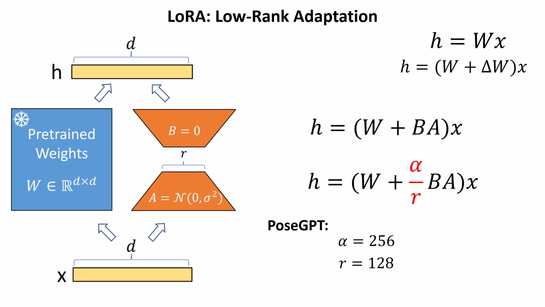So for this PoseGPT, they set the value of R to be 128. That means we have high rank changes because we want to change from text to another modality, and also alpha to be 256. That means we want a significant change. So okay, enough of this LoRA. Let's come back to the PoseGPT.